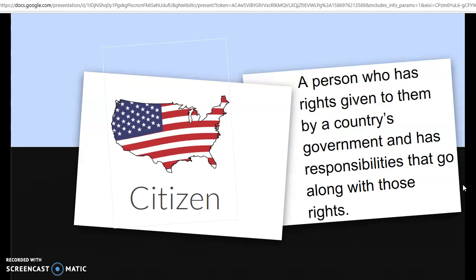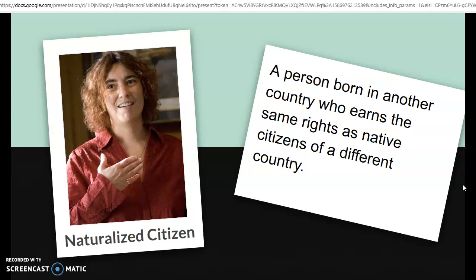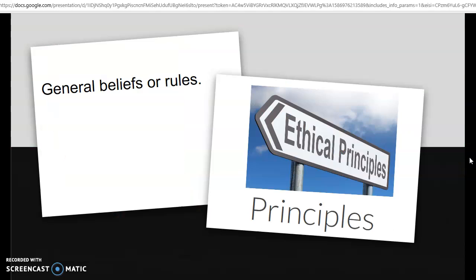lesson. The first is a citizen: a person who has rights given to them by a country's government and has responsibilities that go along with those rights. The next is a naturalized citizen: a person who is born in another country who earns the same rights as native citizens of a different country.